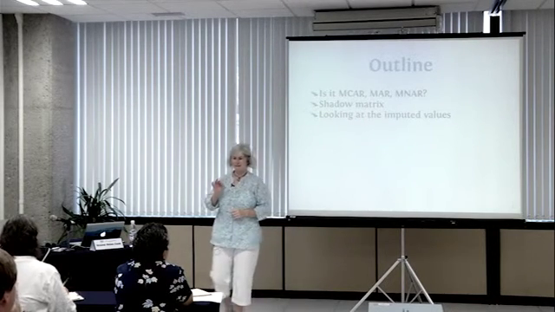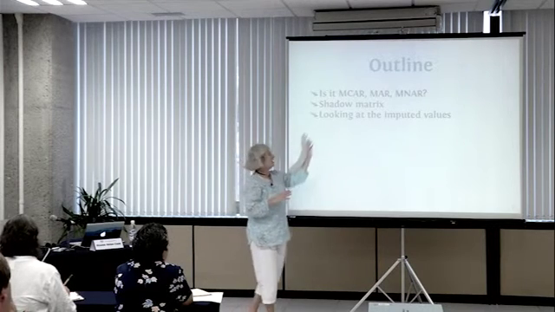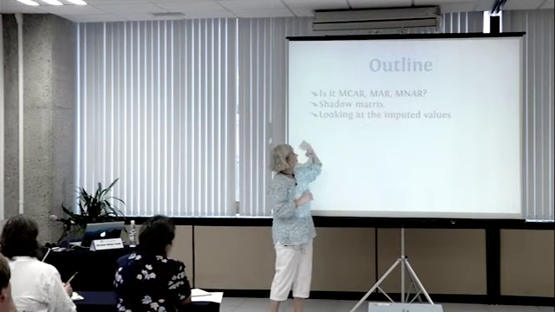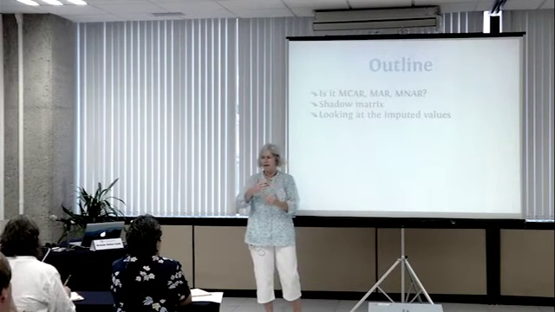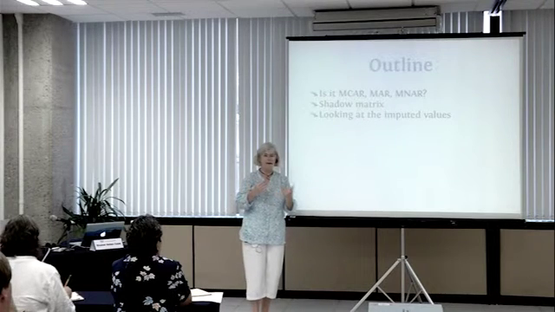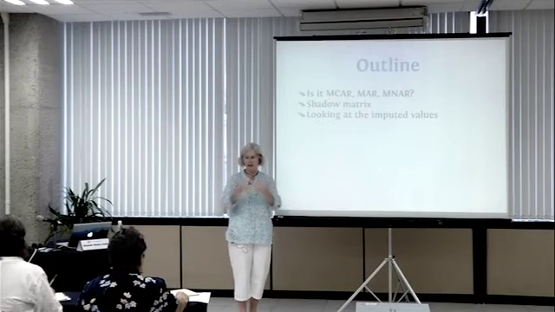Terrible names. Terrible names. But there's some rationale to the type of missing. So missing completely at random means that the missings are just missing all over the place, and there's no main mechanism to the missings. So there's no dependence between missing and not missing and any other variables.